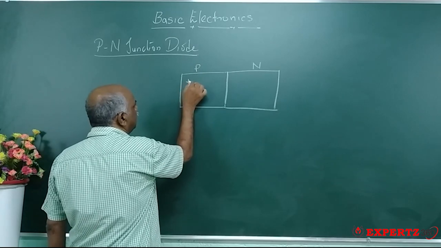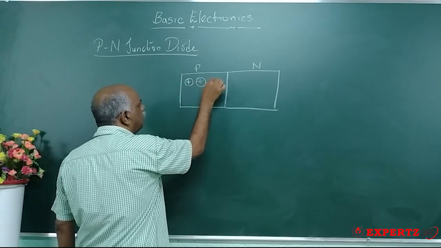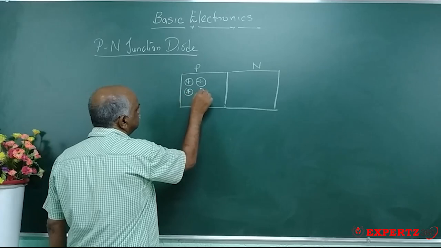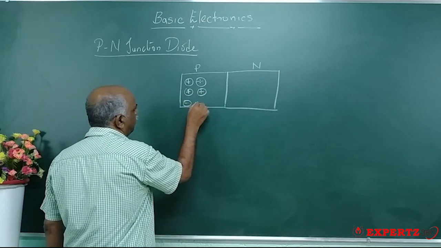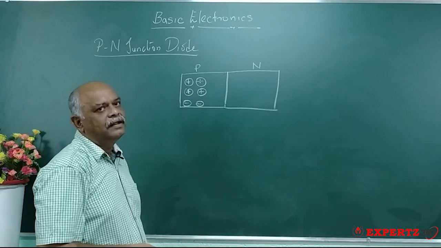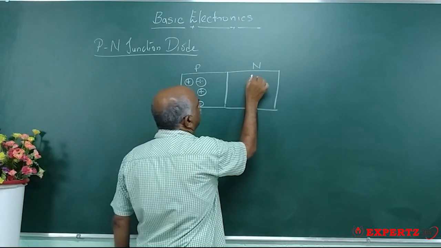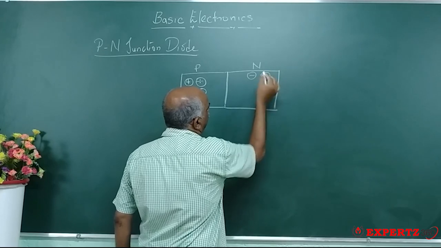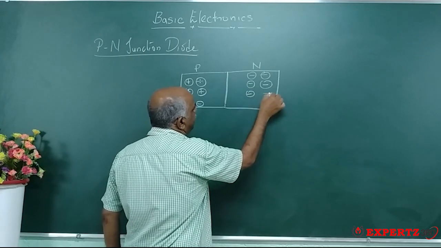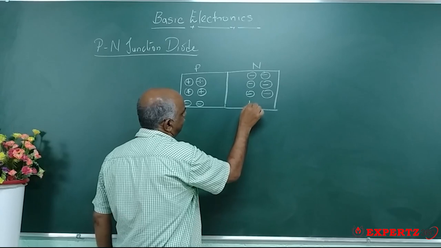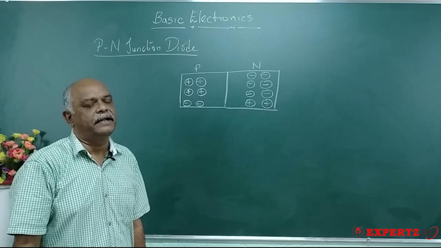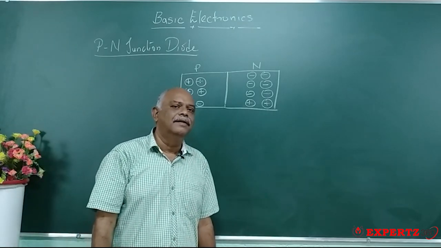In p-type material, the majority carriers are the holes, and minority carriers are the electrons. How can I get a p-type material? By doping with a trivalent atom. Now, in n-type material, the majority carriers are electrons. How do I get an n-type material? By doping with a pentavalent atom. What do you mean by a pentavalent atom? The outermost orbit consists of 5 electrons. What do you mean by a trivalent atom? The outermost orbit consists of 3 electrons.